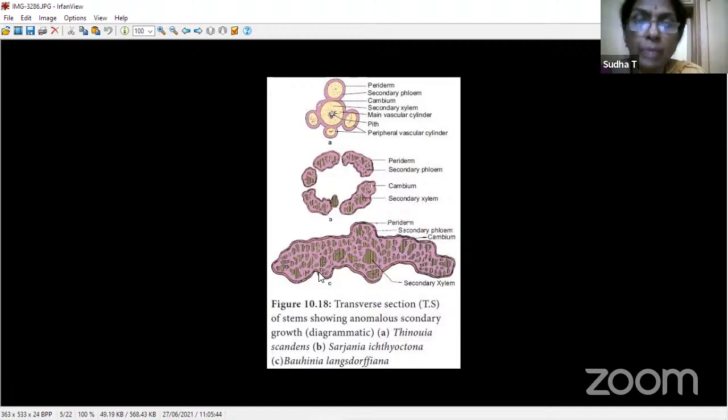Liana is a woody climber, and here different vascular bundles are going to be present in another form of abnormality, like Thinonia and Sarjania, where each cylinder is separate. So the secondary growth happens separately in each cylinder. So this is another example.